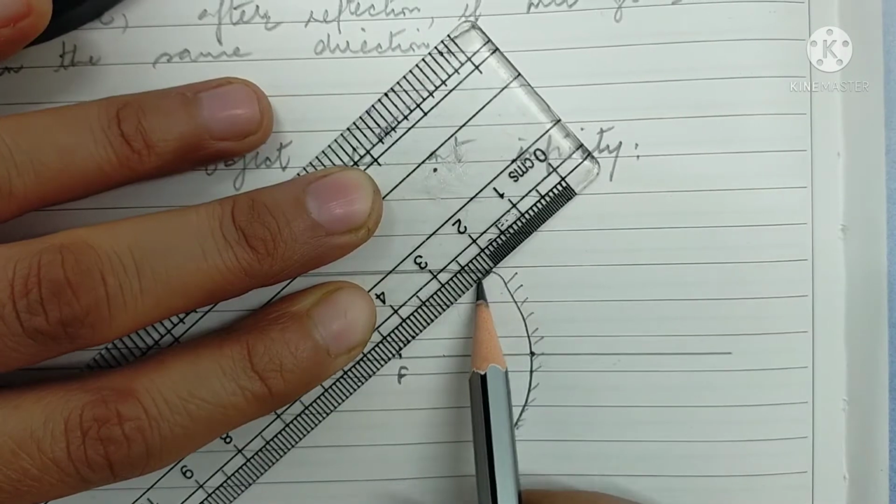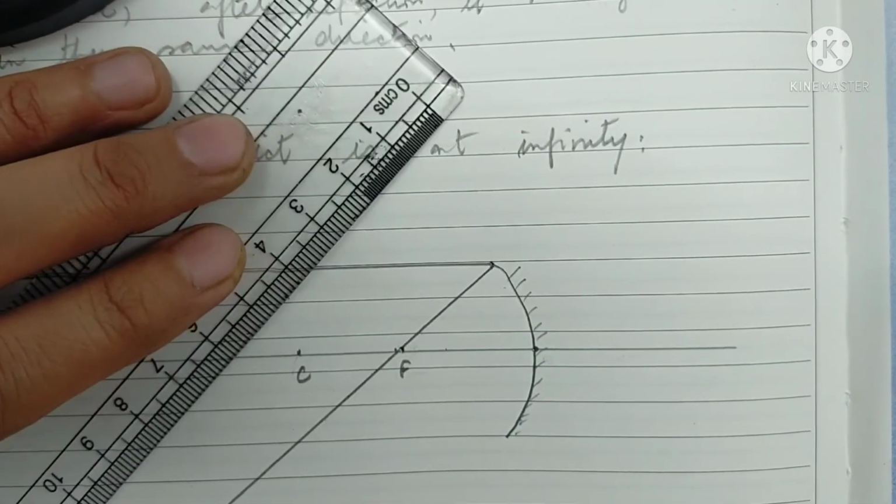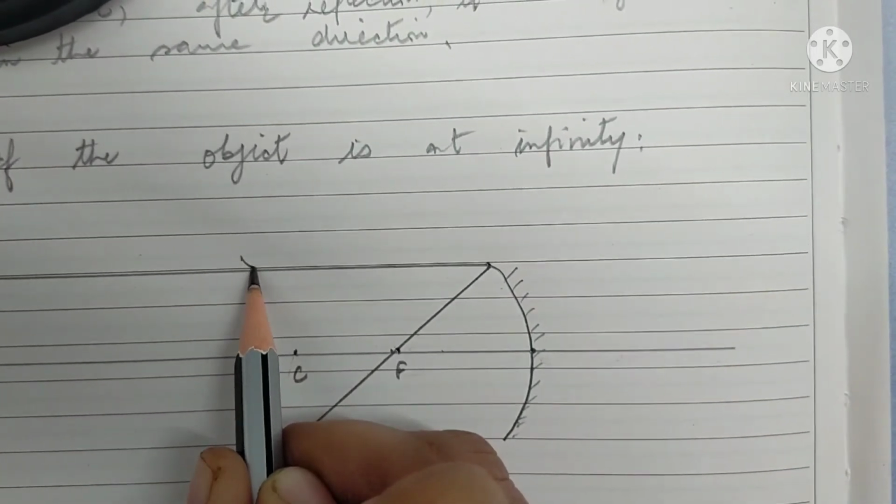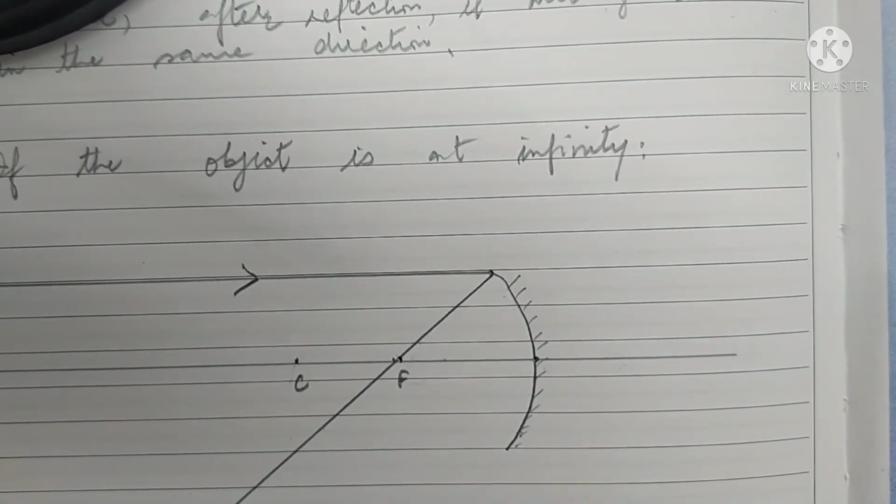So this way your ray is going to pass through the focus. Now this is a reflected ray, the arrow is showing the direction, and this is the incident ray, again the arrow is showing the direction.